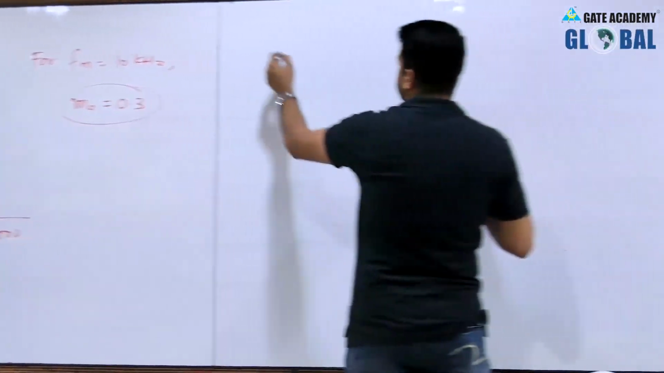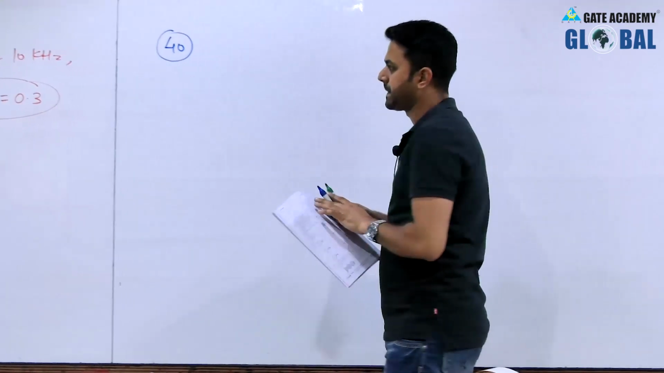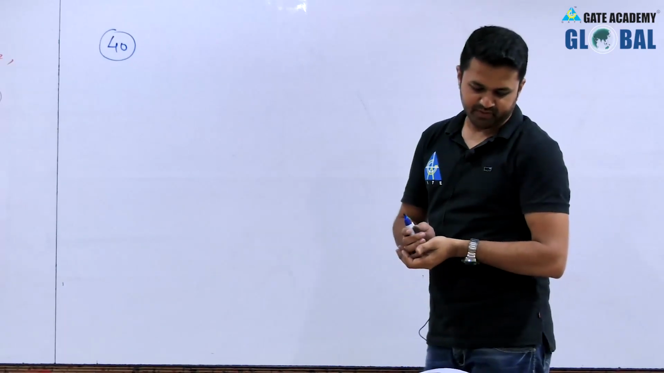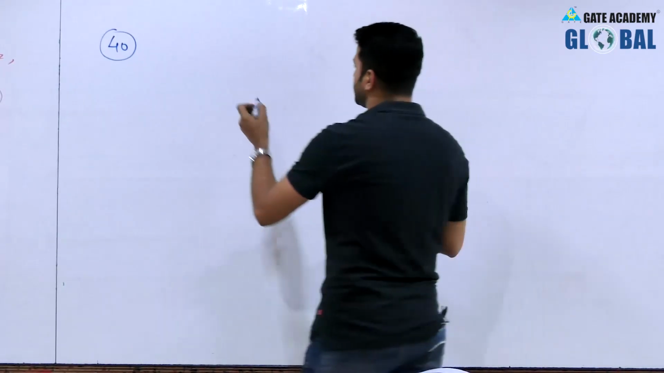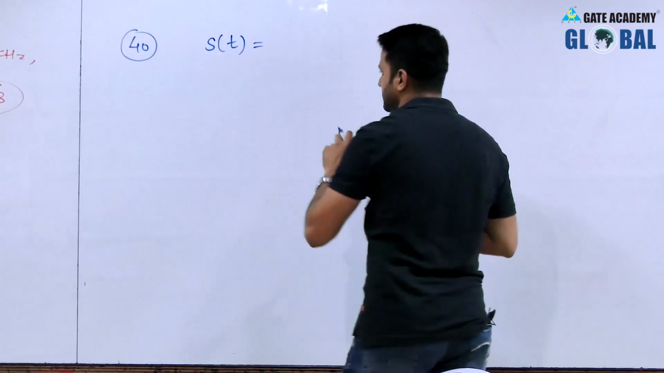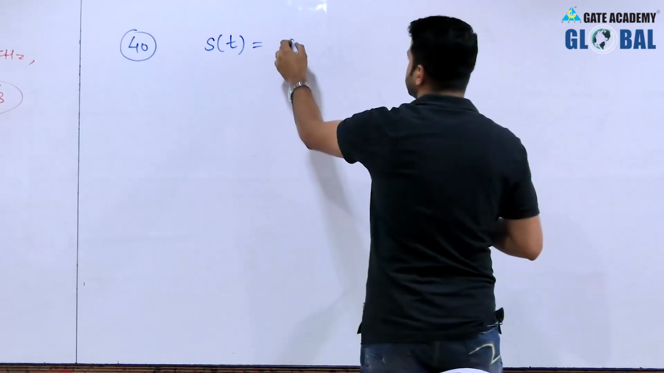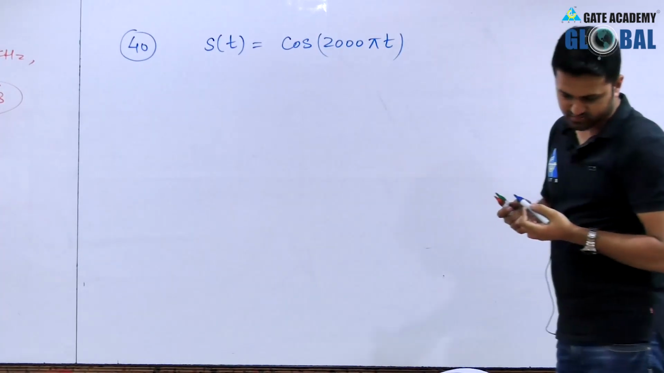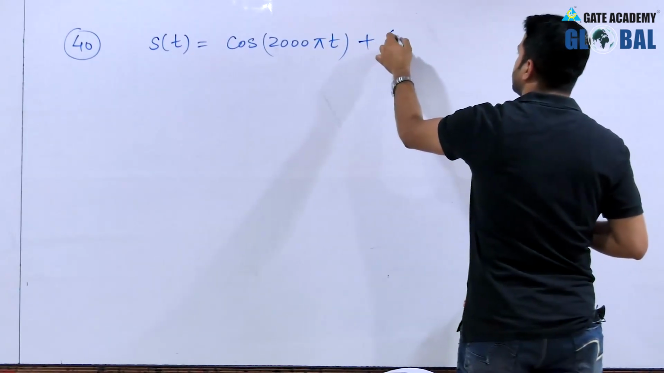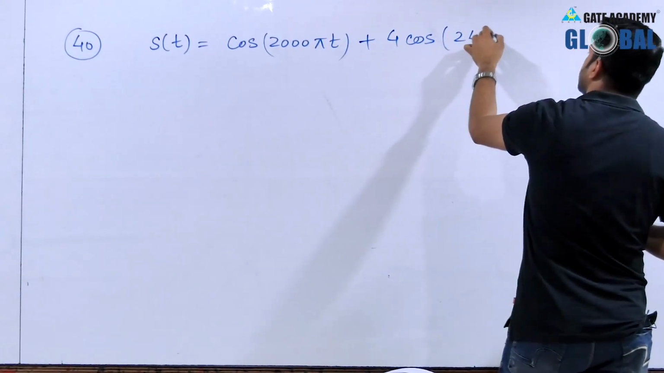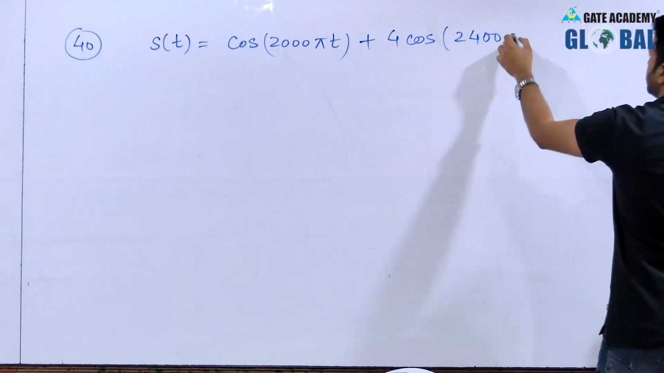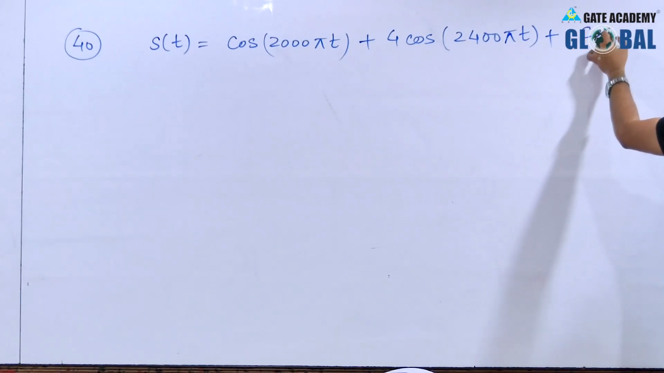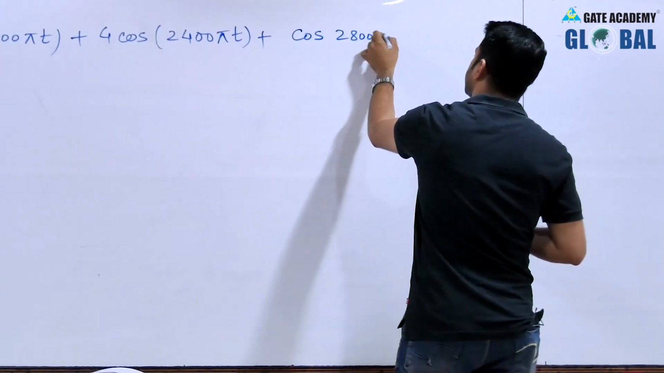Now, question number 40. Consider the following amplitude modulated signal S of t equal to cos 2000 pi t plus 4 cos 2400 pi t plus cos 2800 pi t.